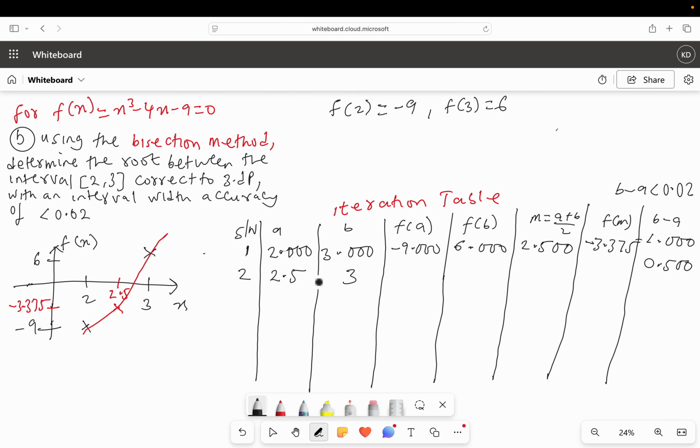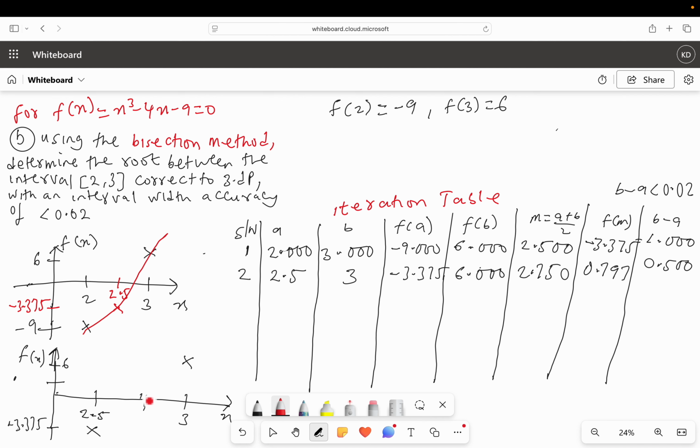So I already know that f of 2.5 is just from here minus 3.375, and f of B is still 6.000. So now I just need to find the midpoint of the interval. So that is 2.750, and f of 2.750 will be 0.797.